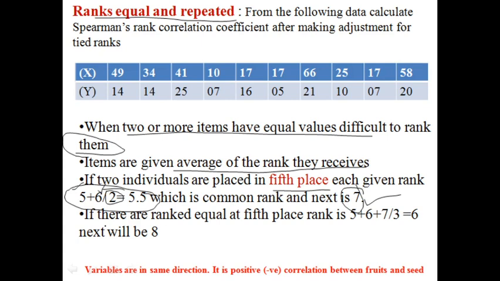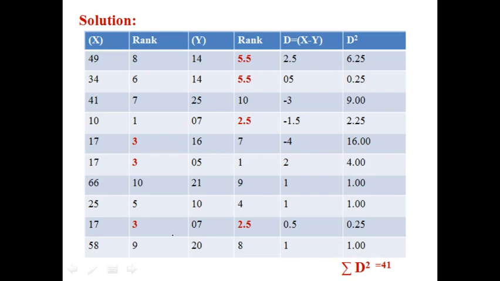This is again true if these values are repeated three times. Here also the same criteria applies. So 5, 6 and 7 for the three repeated ranks, and the next will be 8 instead of 7. Then for this, again similar.